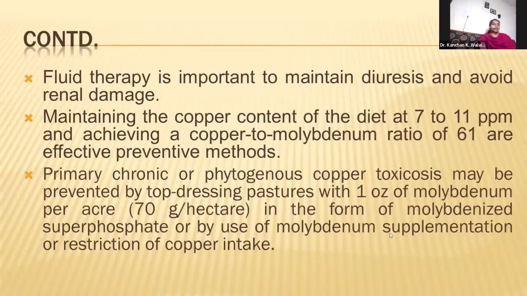Top dressing, many times we are doing top dressing. So when there is an excess amount of copper in a particular area, in a particular pasture, you can also go for top dressing of the pasture with molybdenum. That is 1 ounce or 70 grams per hectare. You can dissolve it and go for a spray. So that will also help in reducing the absorption of copper.